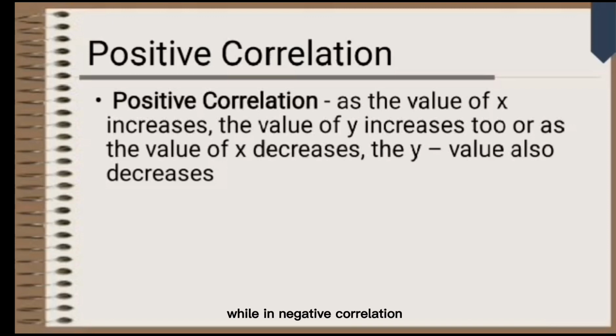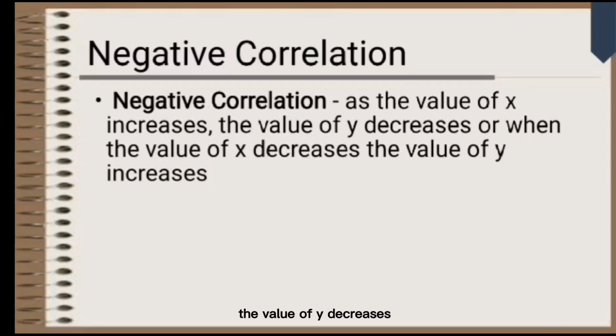While in negative correlation, as the value of x increases, the value of y decreases. Or when the value of x decreases, the value of y increases. In other words, a negative correlation is a relationship between two variables in which an increase in one variable is associated with a decrease in the other. An example of negative correlation is height above sea level and temperature. As you climb the mountain, the height increases, and it gets colder, so the temperature decreases.